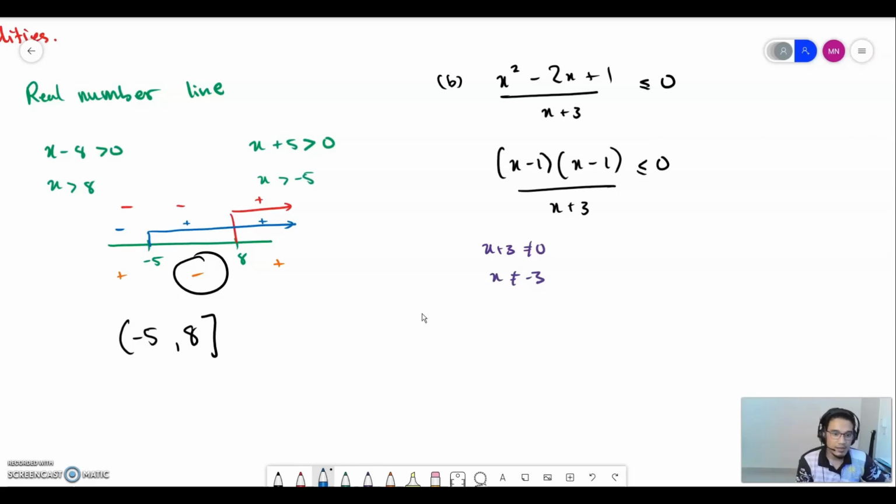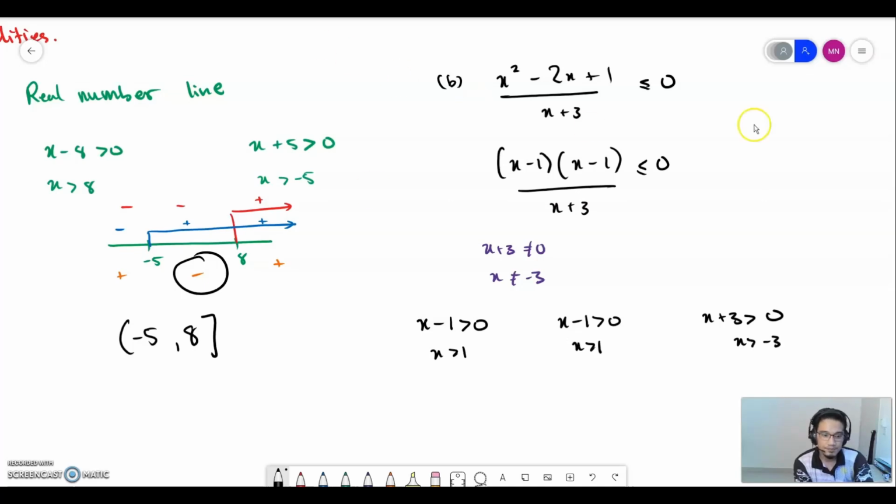Now we have x - 1 and another x - 1. We just take each factor and make it bigger than or equal to 0, because we want to solve it using the real number line. x - 1 bigger than 0, and another x - 1 bigger than 0 because we have two of them. And x + 3 is bigger than 0. So x is bigger than 1, x is bigger than 1, x is bigger than -3.